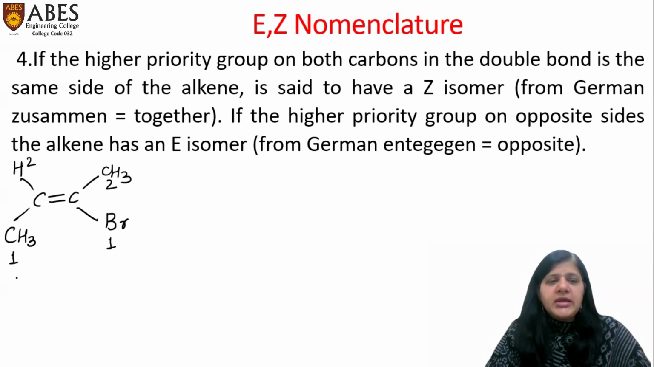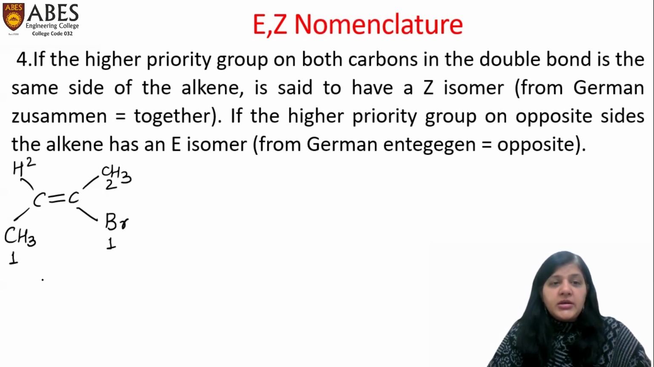Now we can see that both the high priority groups are present on the same side of the double bond, and both the lower priority groups are present on the same side of the double bond. In this case, this is together, this is the Z form.